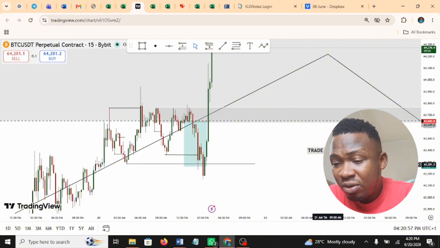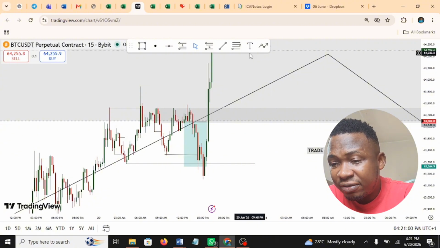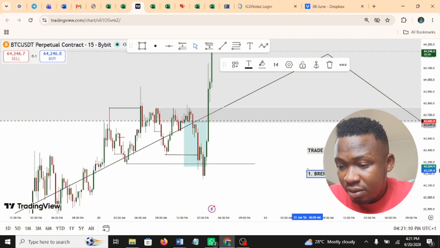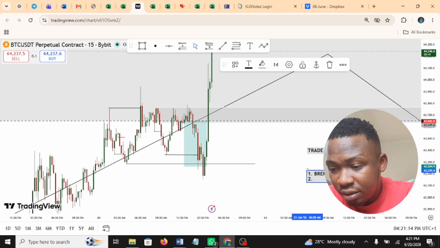It is simply knowing when to break even. Let's say this. Trade management will have 1, break even. We have 2, take final profit. And we'll have 3, knowing when the trade setup is invalidated.